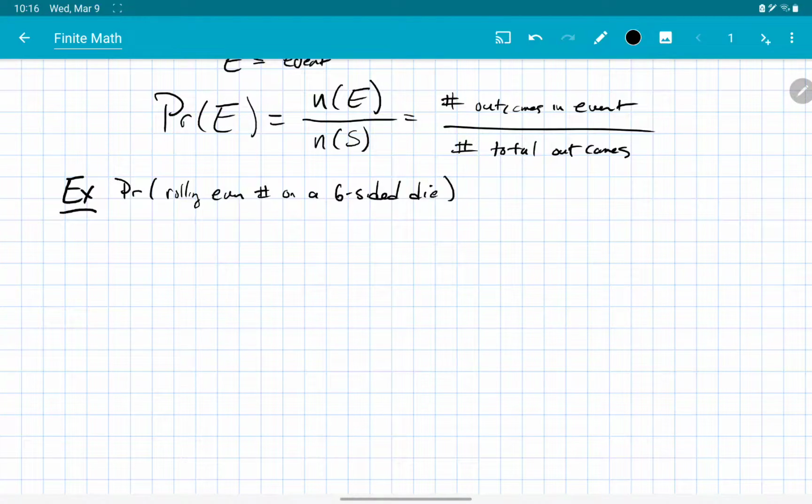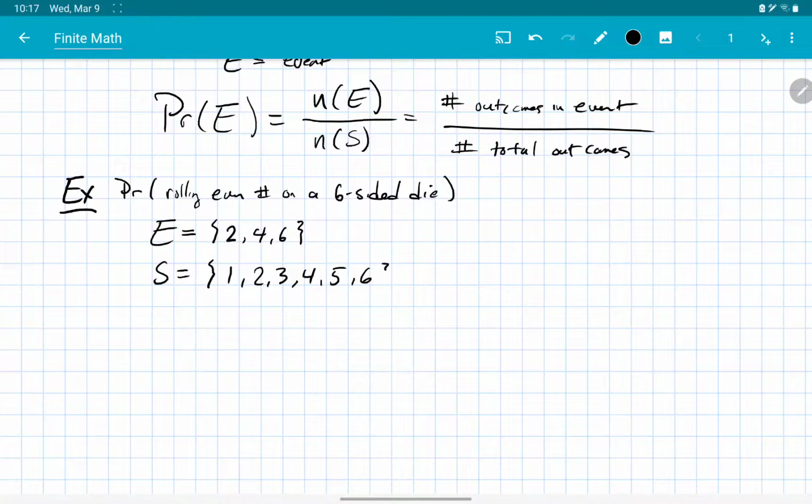All right, so we have a six-sided die, and what's the probability of rolling an even number? Well, the event even is rolling a 2, 4, or 6. The total sample space is rolling 1, 2, 3, 4, 5, or 6. The number of things in the event is 3. The number of things in the sample space is 6. 3/6 is the probability, which we would often refer to as 1/2. Okay, so that's an example where when all of the outcomes are equally likely, this is how we can compute probabilities.